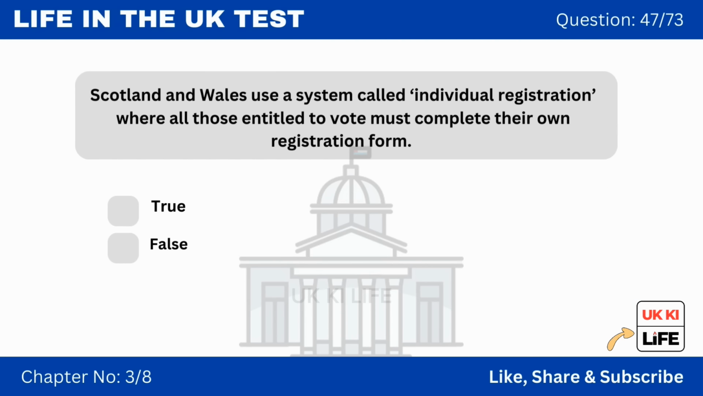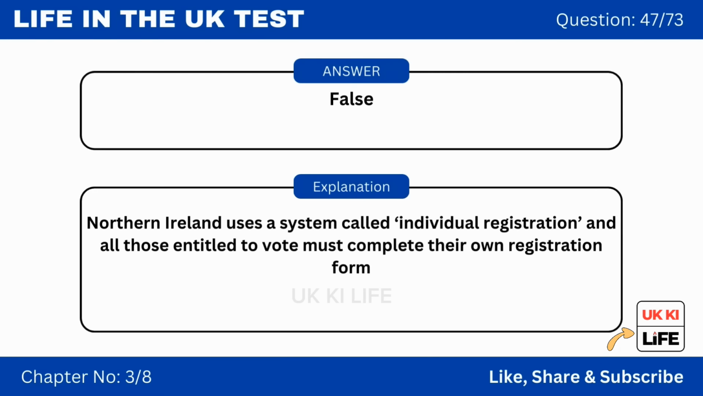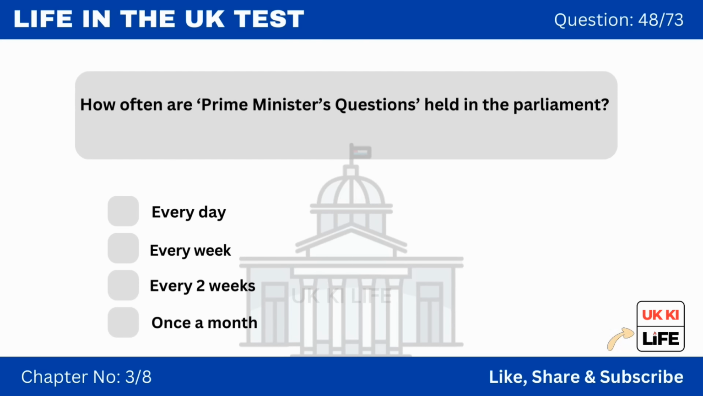The correct option is B. Explanation. False. Northern Ireland uses a system called individual registration, and all those entitled to vote must complete their own registration form. Question 48. How often are Prime Minister's questions held in the Parliament? Every day, every week, every 2 weeks, once a month.